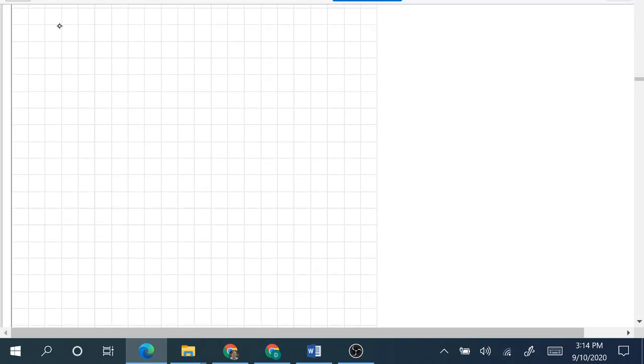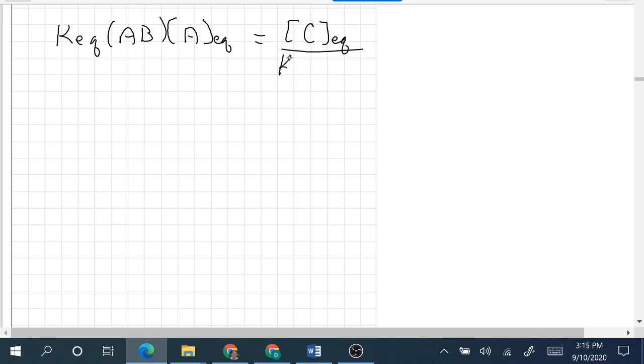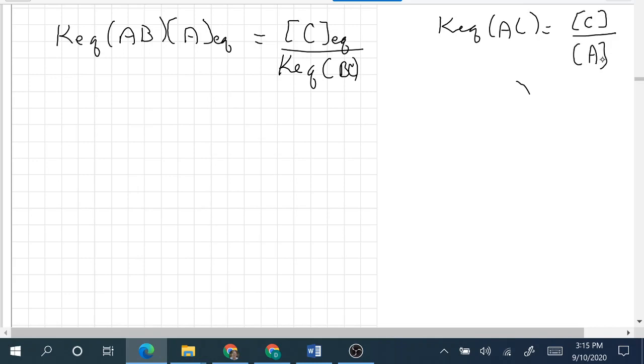So I can say KEQ AB times AEQ is equal to CEQ over KEQ BC. Okay? Now remember, we're looking for KEQ AC. Okay, and what is KEQ AC? That's equal to C over A. Okay?